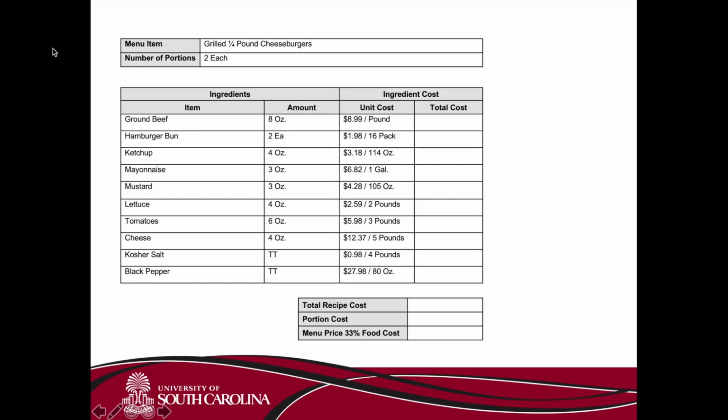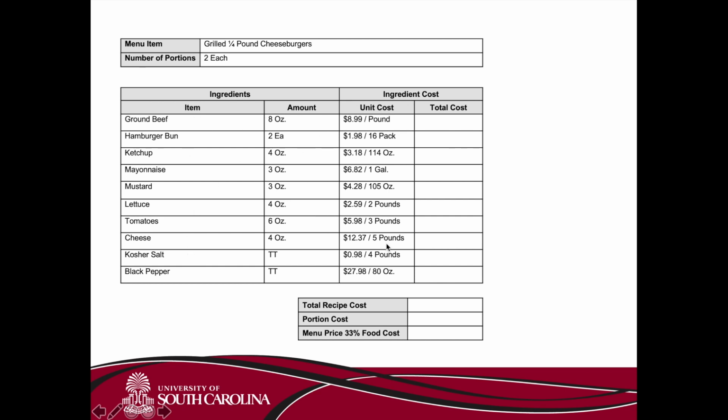So let's look at it. This is a standard recipe that we have. And in our standard recipe, it's just like always. We have what our recipe is and how much it makes, number of portions or yield. And then we have our ingredients listed, and we have the amount that we need for those ingredients, right? So we have ground beef, 8 ounces of ground beef. We're making quarter-pound cheeseburgers, so that's what we need.